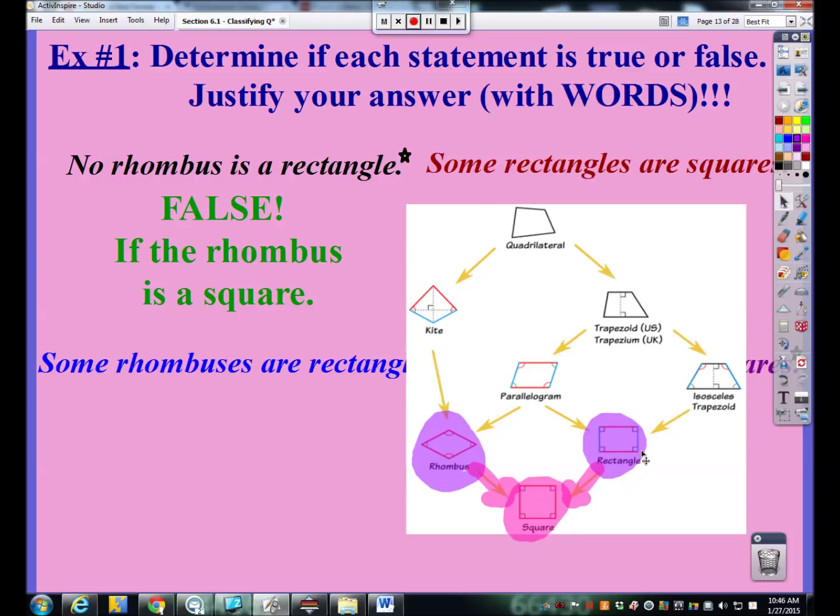Is it true that all rhombuses are rectangles? No, there is no kind of upstream effect here from rhombus to rectangle. We could go up to parallelogram, but then we'd have to go down to rectangle. But it is true that some rhombuses are rectangles. And again, how do we know if we can say some of one shape is the same as another shape? We have to look downstream and see if they meet at a common shape. And rhombuses and rectangles do meet downstream at a common shape when they are squares.